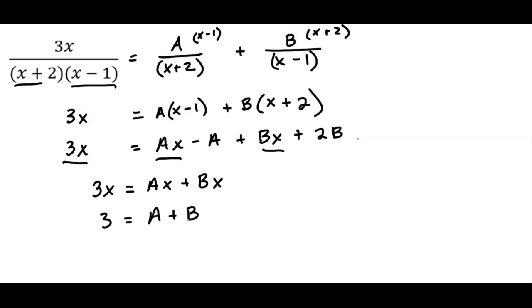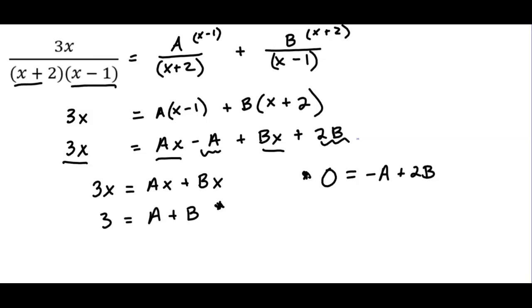Now, I have two variables, A and B. I need another equation. But if you'll notice on the right, I have two constant terms. I have a negative A and a 2B. So negative A plus 2B has to equal the constant on the left-hand side. But there's no constant over there, so it's 0. So we're going to write it that way. And that gives us a second equation in terms of A and B. This is a system of equations. This equation right here and this equation right here make a system of equations that we can solve.